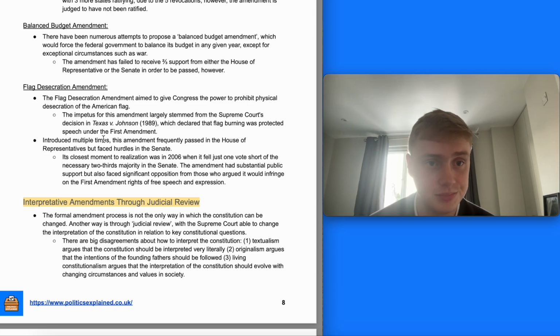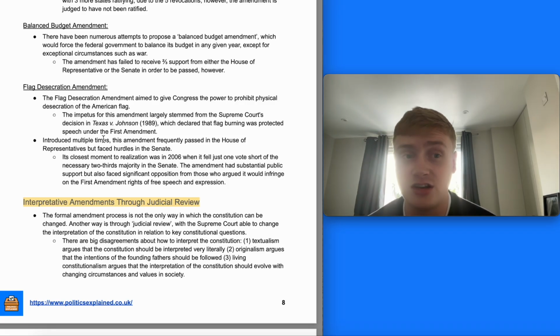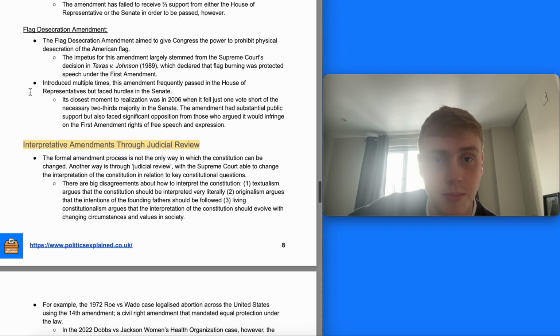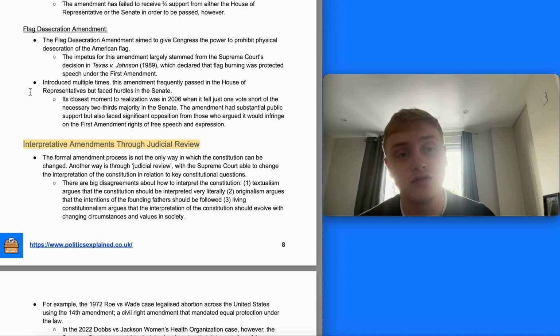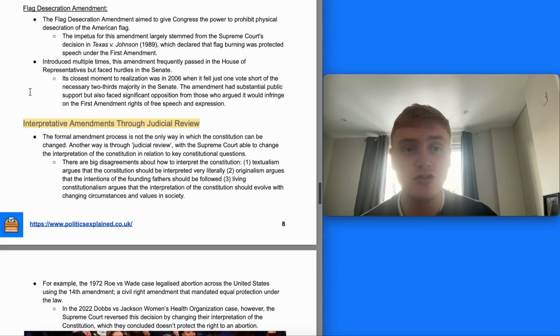And then a key proposed amendment in the early 21st century was the Flag Desecration Amendment, which aimed to give Congress the power to prohibit physical desecration of the American flag. This largely stemmed from the Supreme Court's decision in Texas v. Johnson, which declared that flag burning was protected speech under the First Amendment. It was introduced multiple times and frequently passed the House of Representatives, but faced hurdles in the Senate. Its closest moment to realization was in 2006, when it fell just 1 vote short in the Senate.